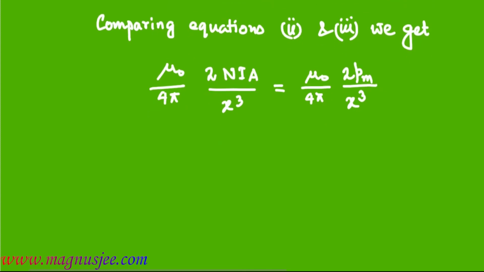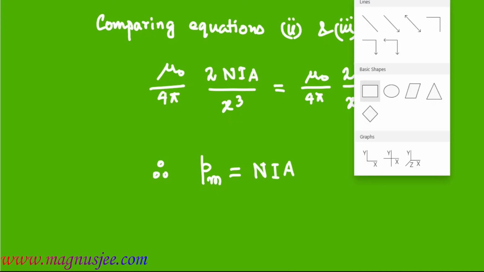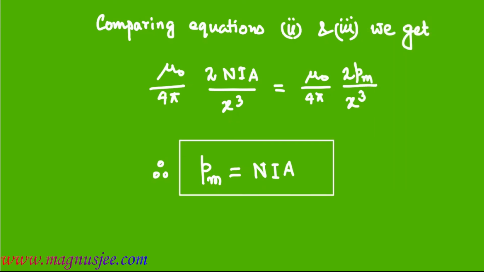Therefore, if we compare the left hand side and right hand side, we can write Pm, the magnetic dipole moment, equal to Nia, where N is the number of turns, I is the current flowing through the circular coil, and A is the area of cross section of the circular coil. So Pm equal to Nia is the magnetic dipole moment.